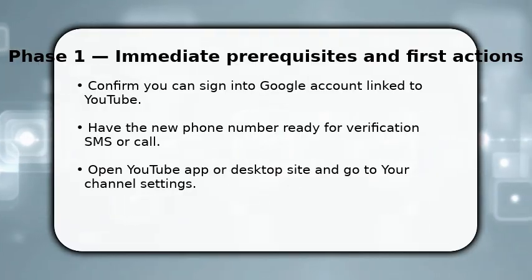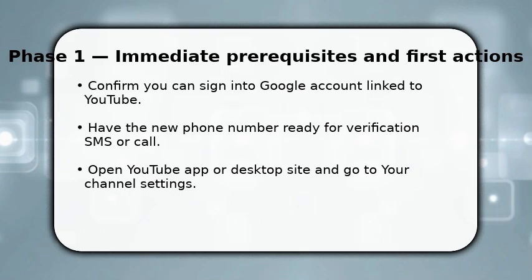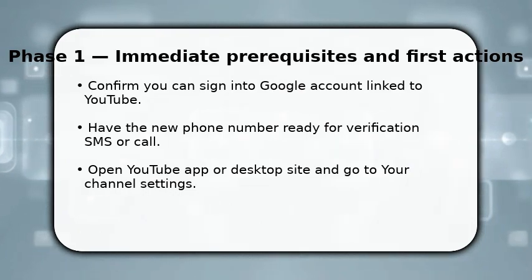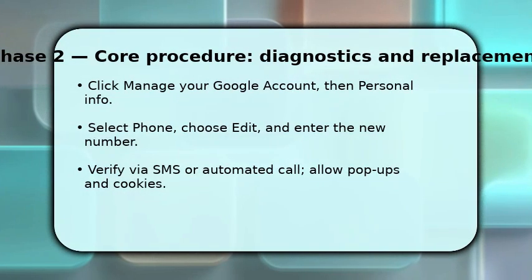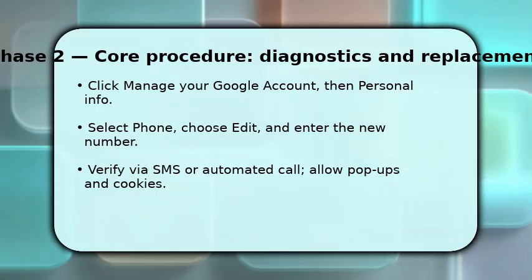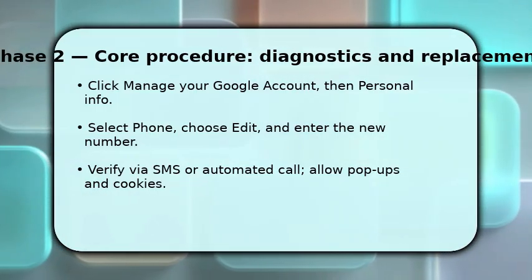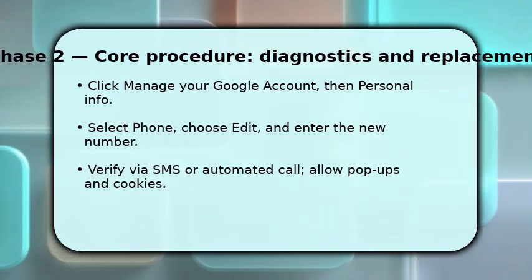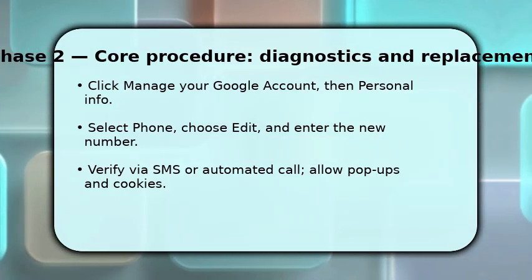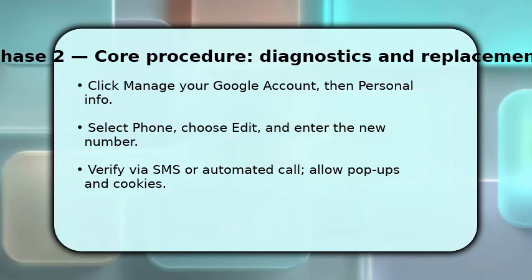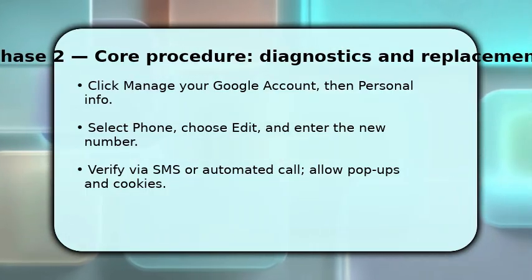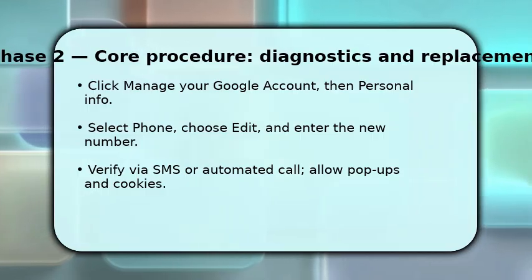Now go to the Phone or Contact section so we can change the number immediately. Next, you change the phone in your Google profile because YouTube pulls contact info from there. Go to Manage your Google account, select Personal Info, then Phone. Choose Edit, input the new number exactly, include country code if prompted, and request a verification code.